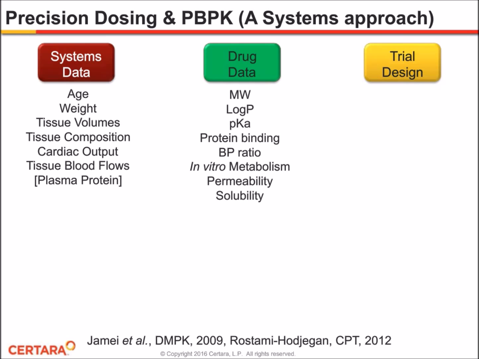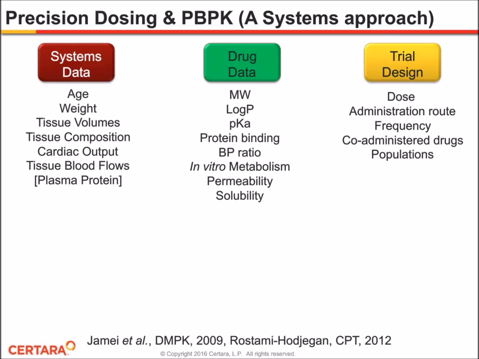Then you have the other component, which is the drug data. Here you're looking at the characteristics of the drug, such as the molecular weight, the partition coefficient, the ionization or the pKa, how the drug binds to the plasma proteins, what the blood to plasma ratio is, and what characteristics the drug has with respect to in vitro metabolism, permeability, solubility, etc. The third component of the model is the trial design, wherein you are looking at what kind of dose is being administered, what the route of administration is, whether there are any co-administered drugs along with the dose, and again, what kind of population you are dealing with.